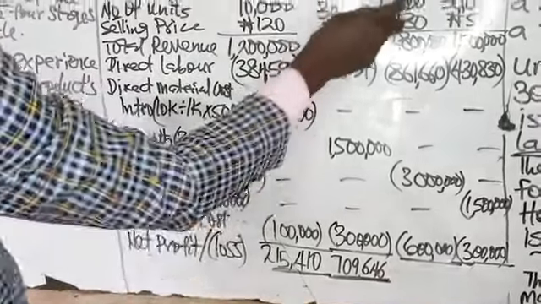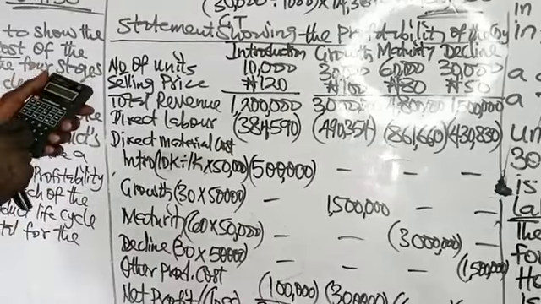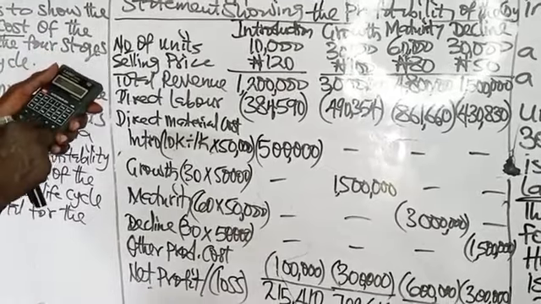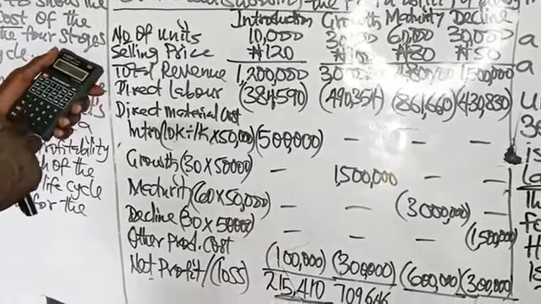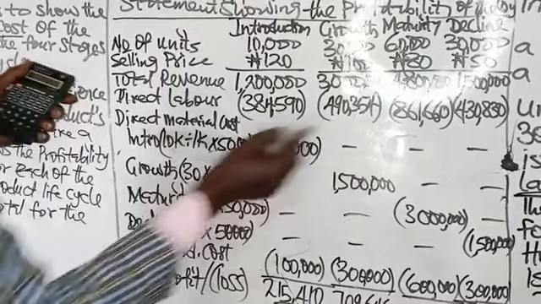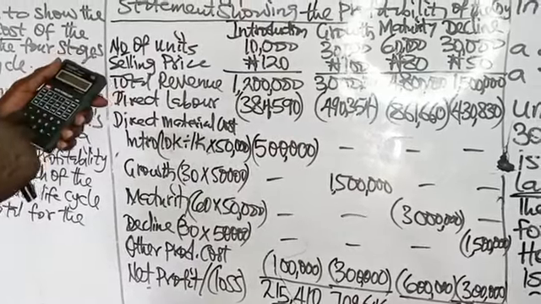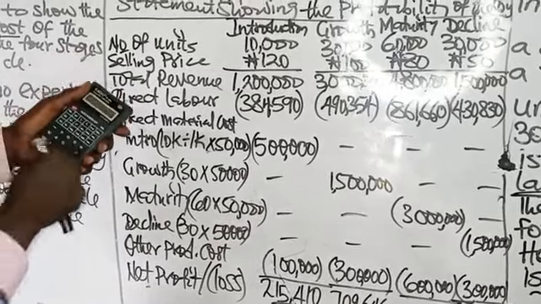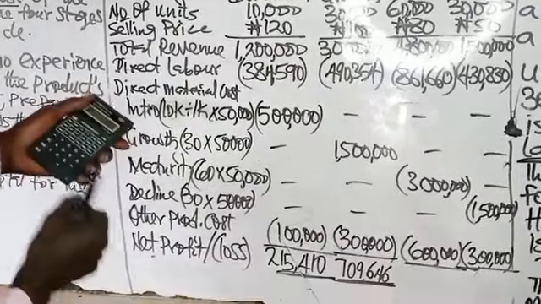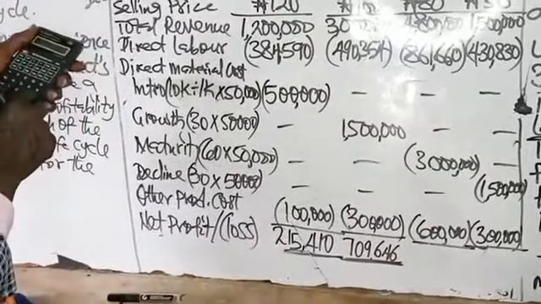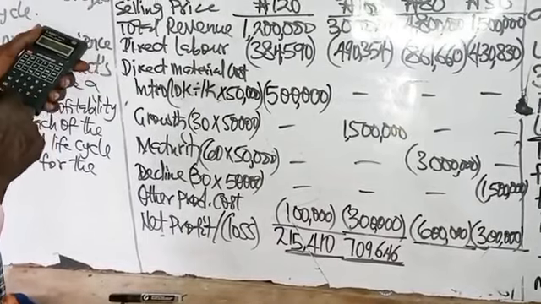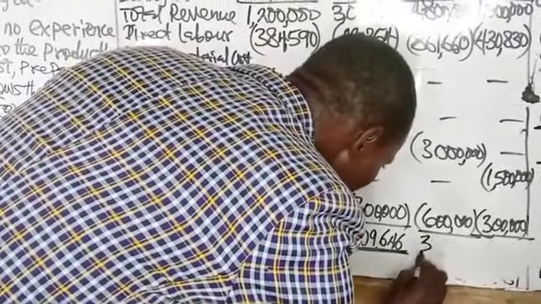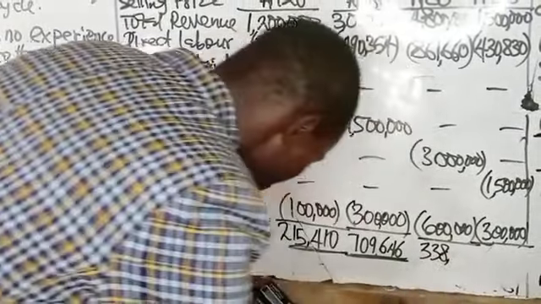For maturity stage, 4.8 million minus 861,660 minus 3 million minus 600,000. Then you'll be left with 338,340.